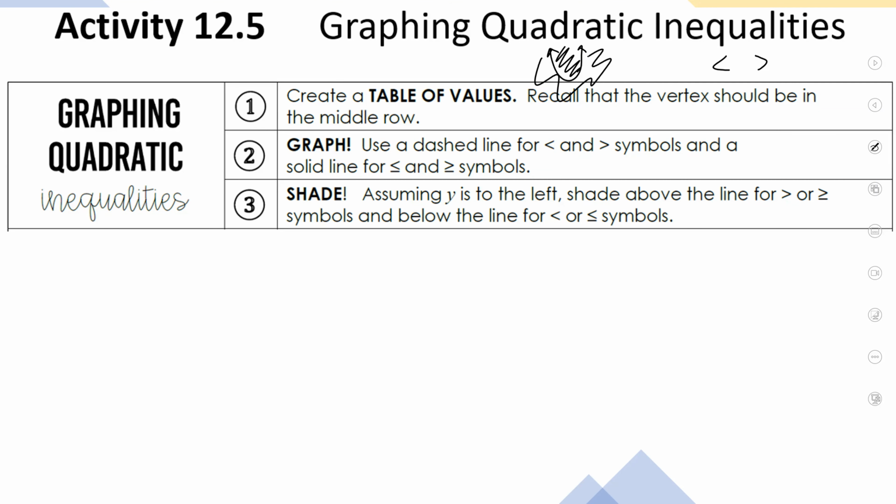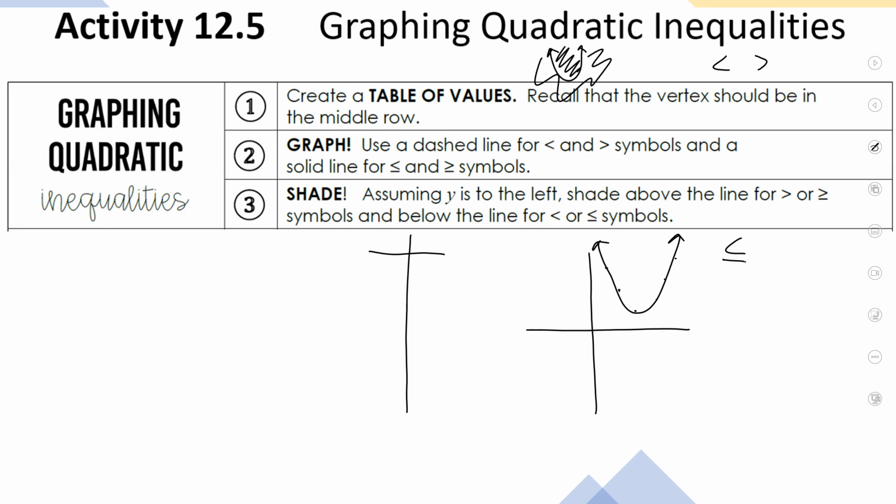And here are the steps to graphing quadratic inequalities. First, we're going to make a table, and then we're going to plot the points. Maybe it'll look like this. And then we're going to use the symbols. So I drew a solid line. That means I probably have a less than or equal to symbol or greater than or equal to symbol. If my graph is dashed, that means I had either a less than symbol or a greater than symbol, okay?